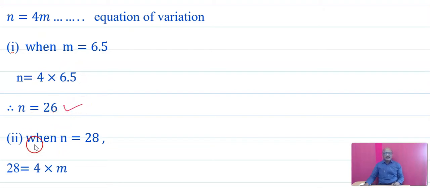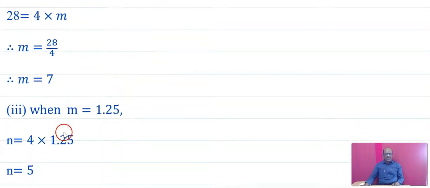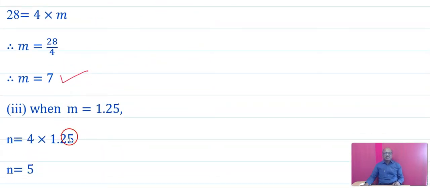Now again, when n is 28, here we will use the equation n = 4m. Substitute the value of n, that is 28. Therefore, m = 28/4. Therefore, m = 7.